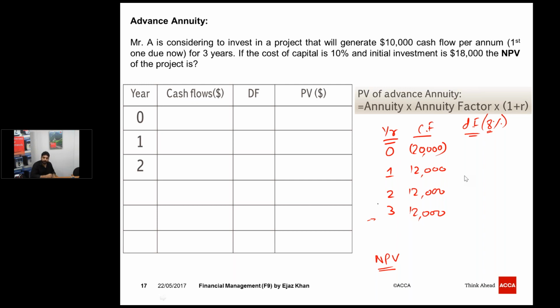Remember, all you have to use is the annuity factor. Do not use discount factors. Let us practice the annuity factor first. Okay, I'm getting your answers and we'll be solving in a while.